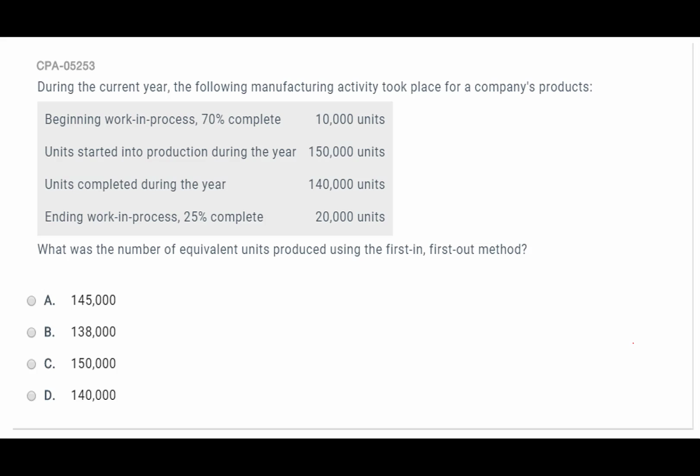Want to try one more? Okay. So number of equivalent units using FIFO. And they tell me that we did what? Units started in production were 150. Units completed were 140. I'm 70% complete at the beginning of the period for my beginning inventory. That means this period I did how much work on those 10,000 units? 30%. 10,000 times 0.3 is going to be 3,000.